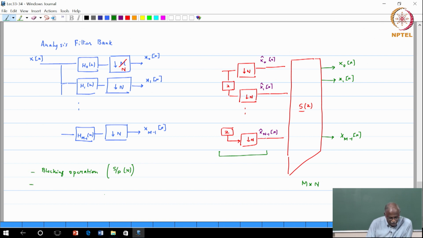That is the first operation. Second operation, it was filtered by a MIMO system, multiple input, multiple output. This S of Z can be treated as a MIMO system. It takes in some number of inputs. So, it was these signals that were obtained through the blocking operation that are filtered by a MIMO system. The dimensions of the MIMO system are m cross n. Okay. Once you finish the filtering by the MIMO system, then we look at the output. The output has produced m outputs.